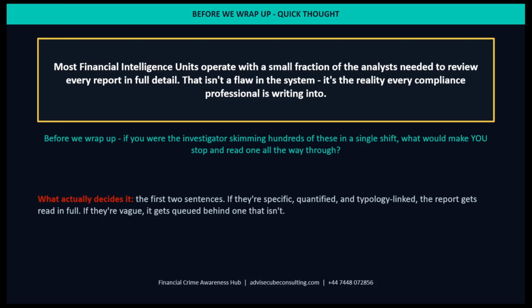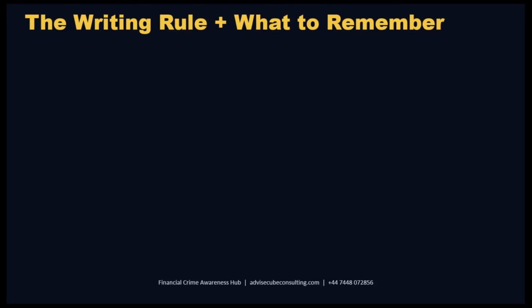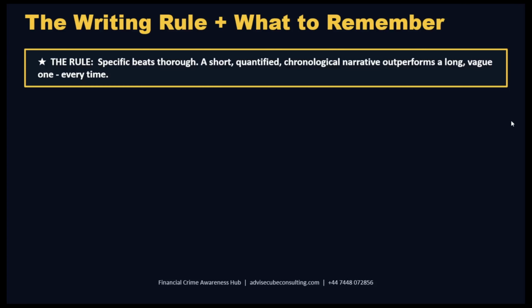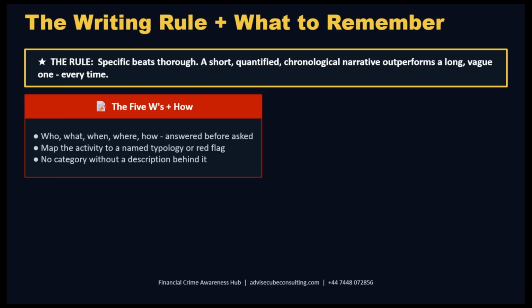You should precisely say what had happened with all the W's and how. Okay. So the writing rule for an STR narrative is this: be specific. A short, quantified, chronological narrative outperforms a long, vague one every time. Four things to remember. Number 1, the 5 W's plus how. So who, what, when, where, why, and how. Answered before you are asked. Map the activity to a named typology.